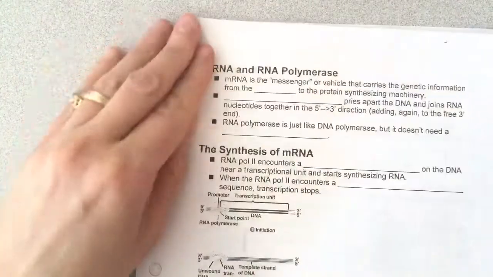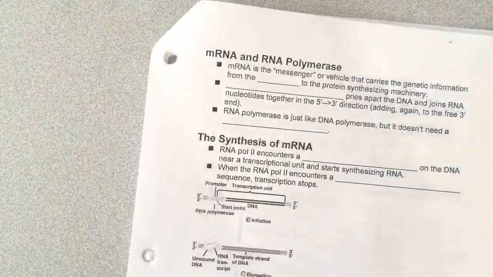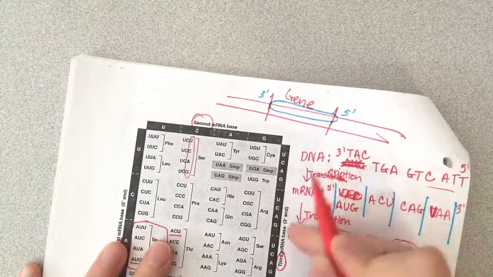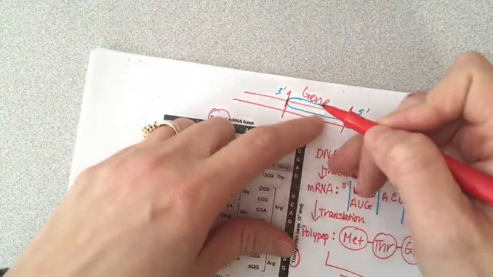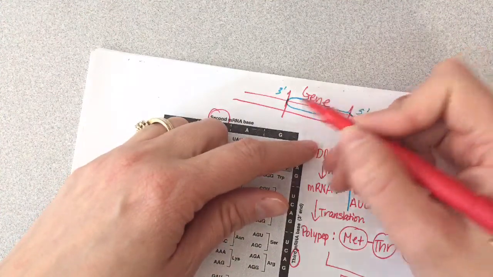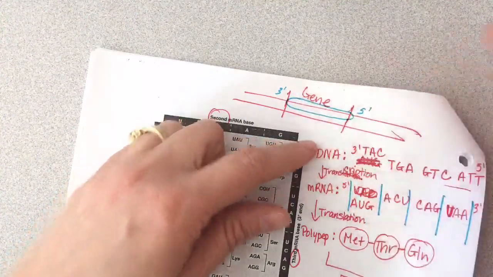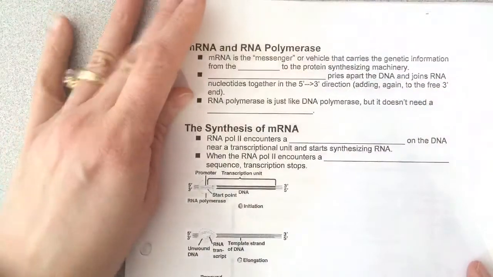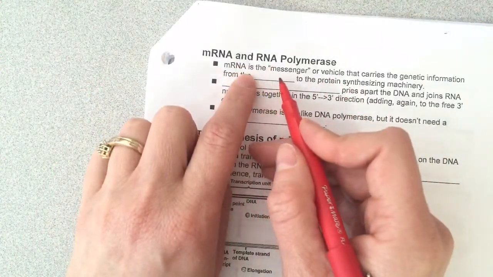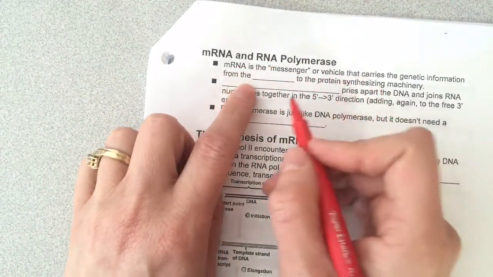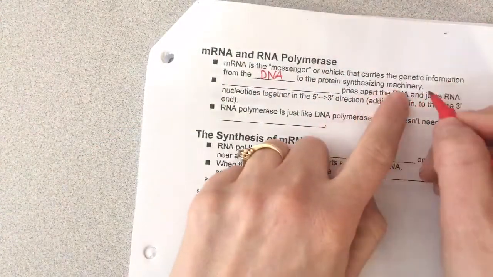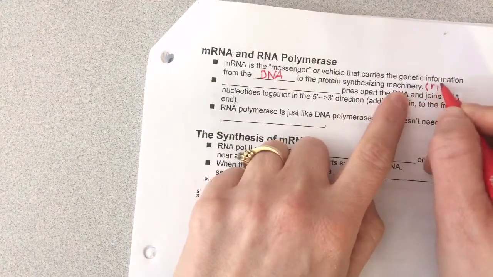So flip it over here. We're going to look more specifically at how we make that mRNA from DNA. So we're going to look more specifically at transcription. Obviously we have to untwist and break apart the 2 strands of the DNA just like we do in DNA replication. But we're going to build an mRNA strand just from one side of the DNA. So let's look at how that happens. mRNA is the messenger or vehicle that carries the genetic information from the DNA to the protein synthesizing machinery. What is that? Your ribosome.